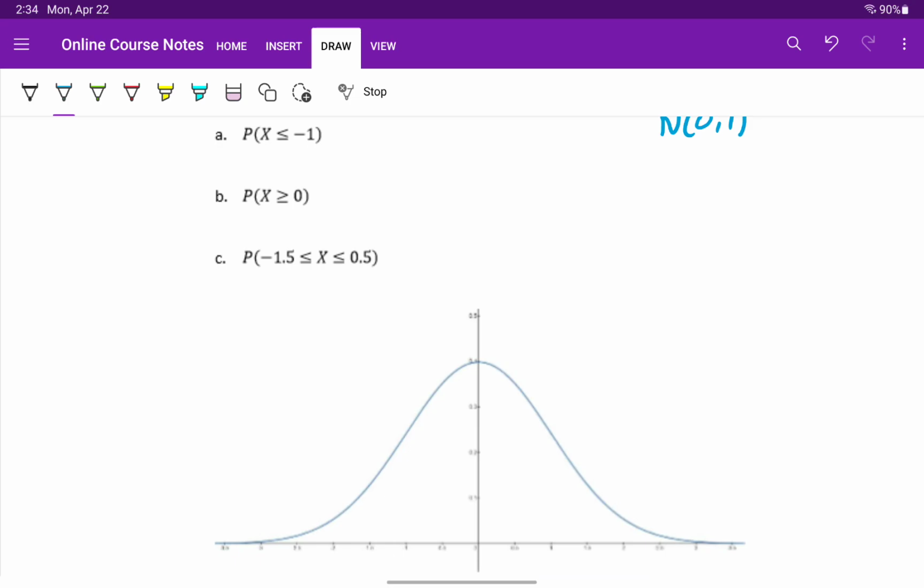To represent that probability on our distribution, what we do is find x is equal to -1, and since our inequality is less than, we're going to shade the entire region to the left of x equals -1. When we calculate the probability in part A, what we're doing is finding that area under the curve and to the left of -1.